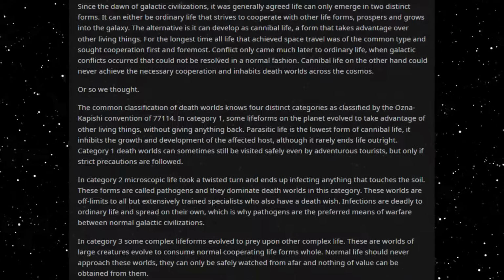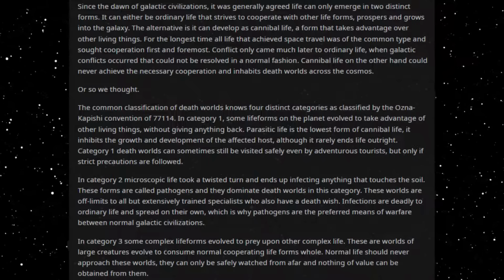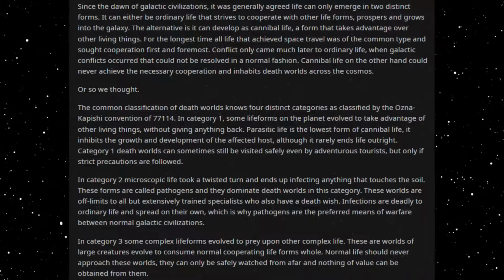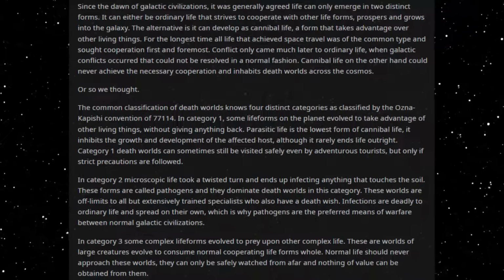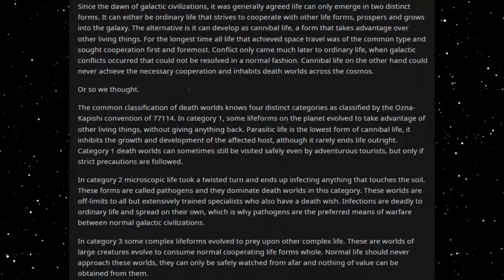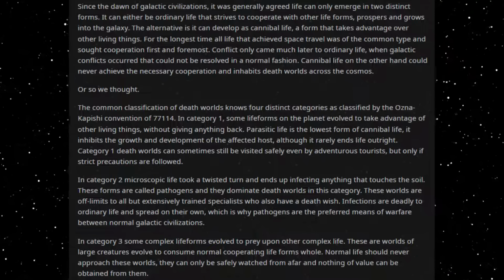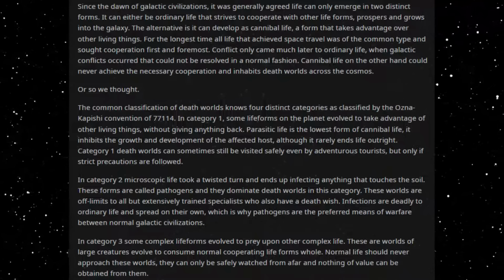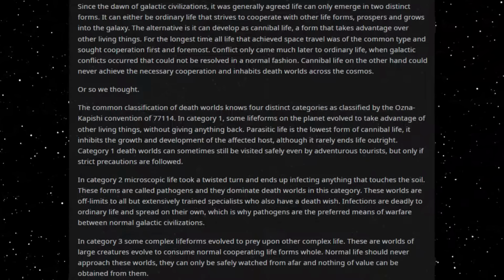In Category 3, some complex life forms evolve to prey upon other complex life. These are worlds of large creatures, evolved to consume normal cooperating life forms whole. Normal life should never approach these worlds. They can only be safely watched from afar, and nothing of value can be obtained from them.